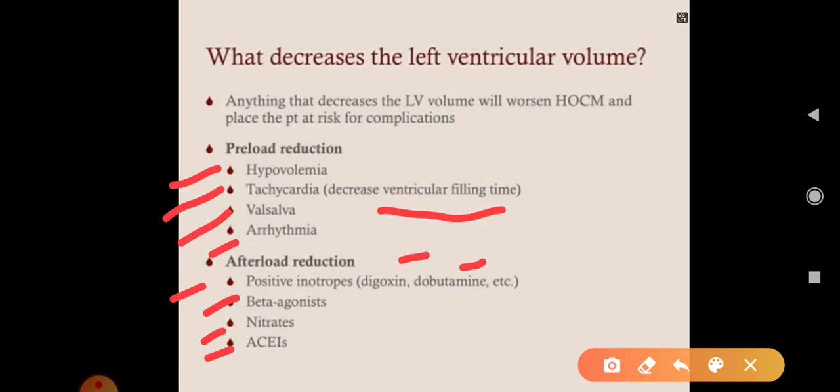What is preload? Preload is diastole, meaning the filling of blood is reduced. That is due to hypovolemia and tachycardia. Tachycardia, why? Because the ventricles are working very, very fast, so filling time is reduced. Arrhythmias cause this too. And afterload is the contraction of the heart and the ability of the heart to pump out. So that is decreased by beta agonists, nitrates, ACE inhibitors, and positive inotropes.